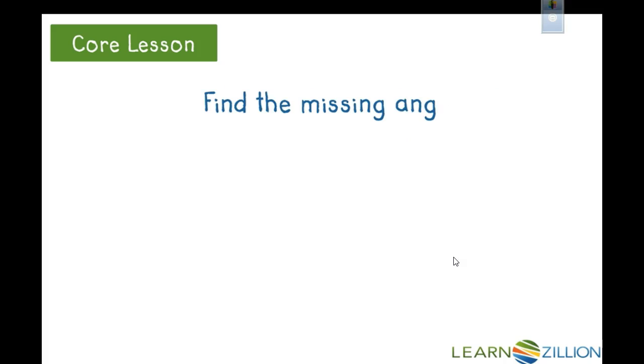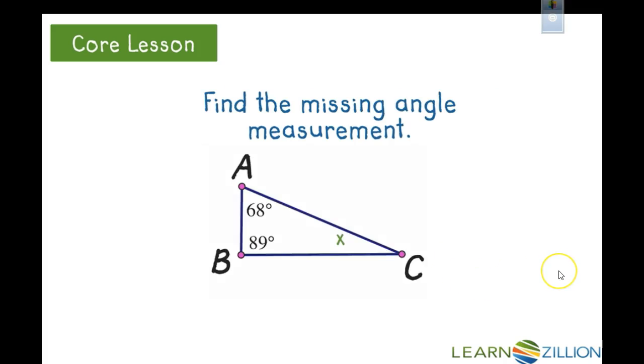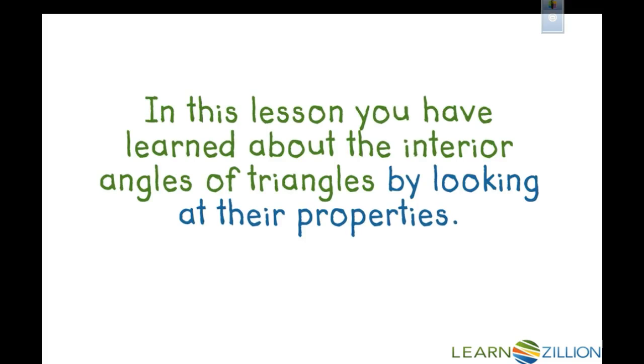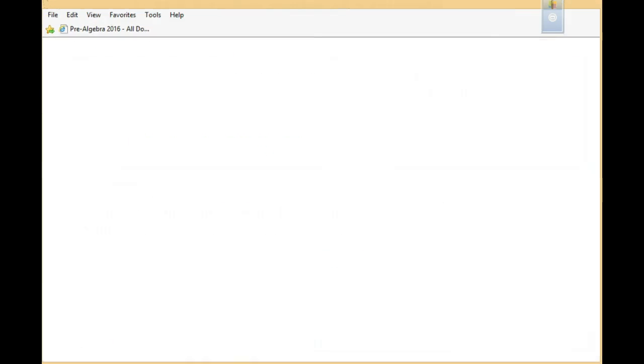Now let's apply this knowledge to a problem. Find the missing angle measurement. We are given two measurements and have a variable for the third. We know that the angles sum to 180, so we can start by adding the two angles we know. 89 plus 68 equals 157. Now we can subtract 157 from 180, and it equals 23. So x equals 23 degrees. In this lesson, you have learned about the interior angles of triangles by looking at their properties.